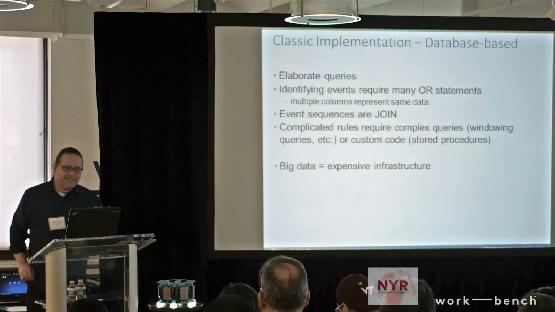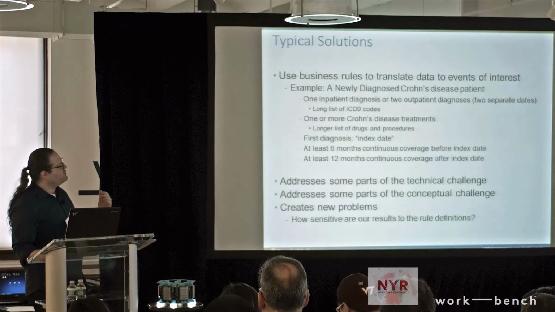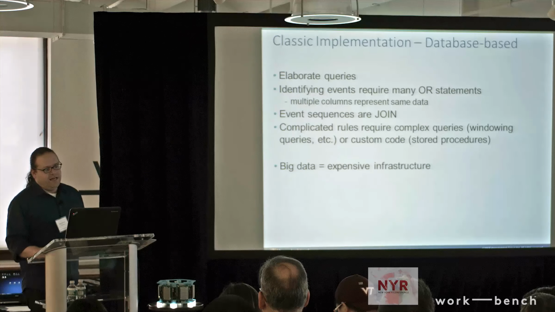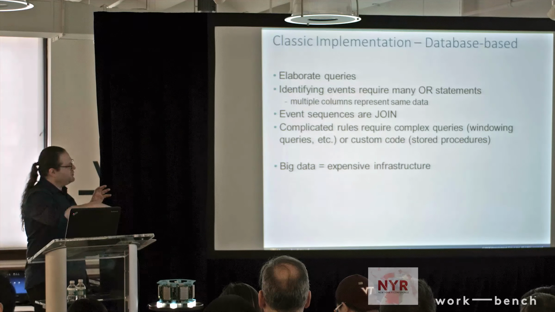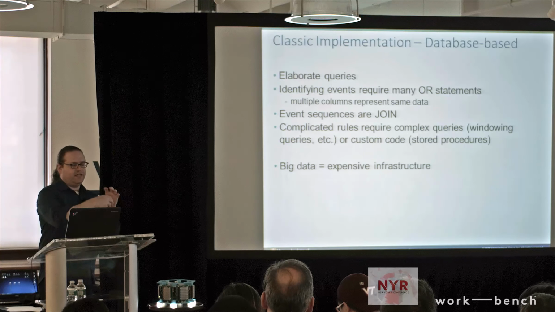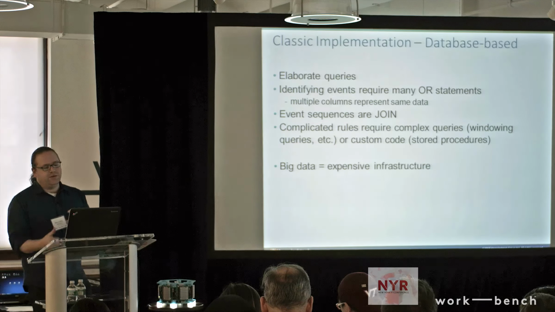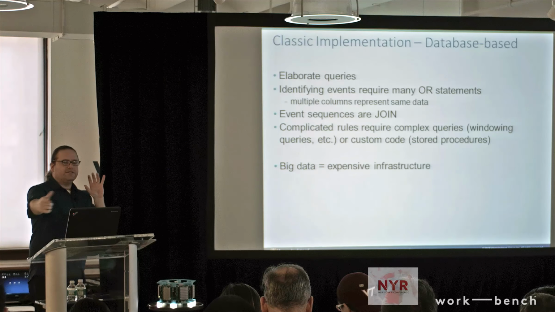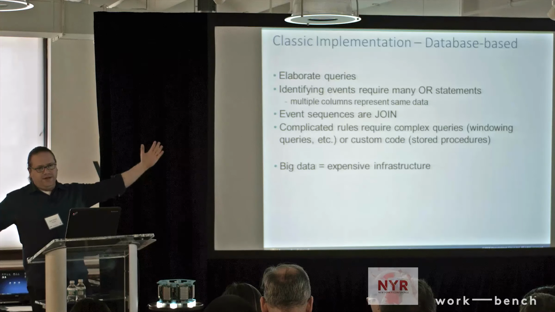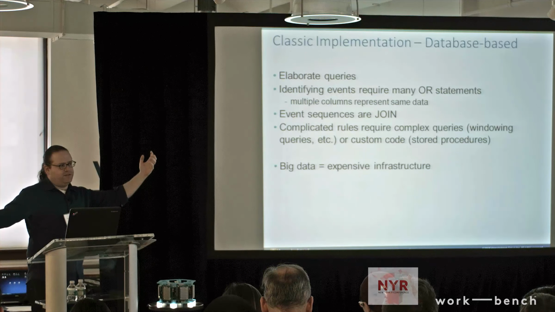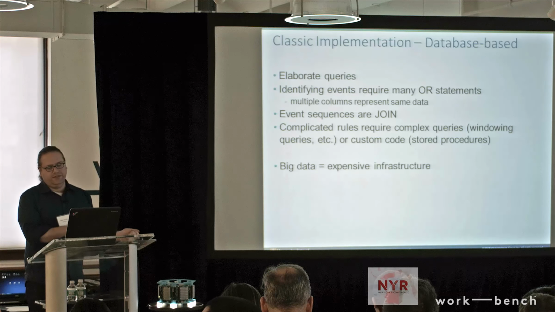Since the classic implementation is usually database-based, if you think about all of this translated into a query, it's going to be a horrible query, because every event is a list of ORs because multiple columns represent the same data. You might have diagnosis in 5 different columns. Every event sequence is either a join or even worse, a windowing query or something like that. All of those things don't work well in a relational database. And even if you are willing to write a query that's this big, it's really hard to then modify it and see what happens if I turn it to 189 days versus 182 days.